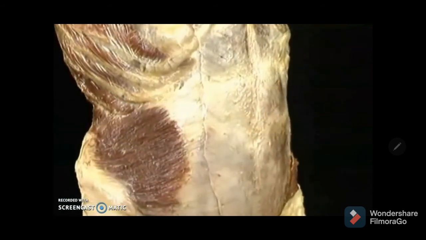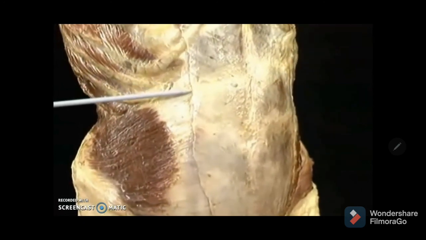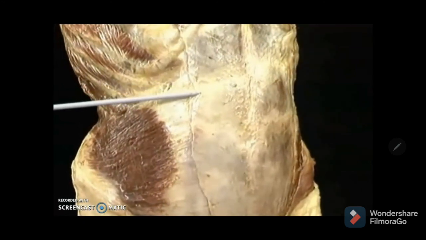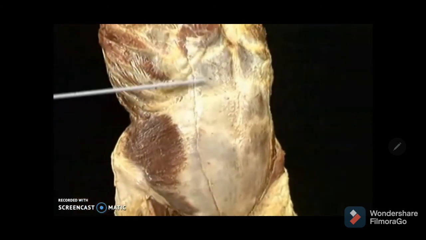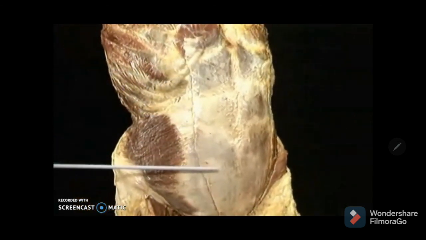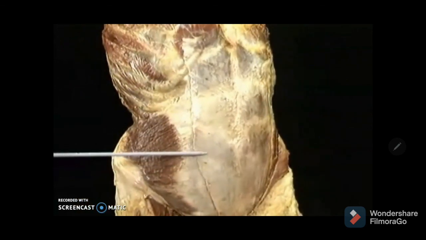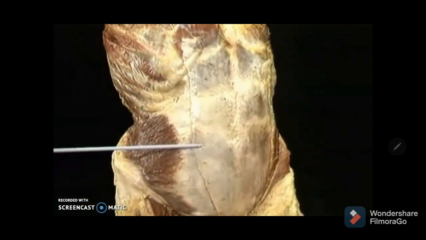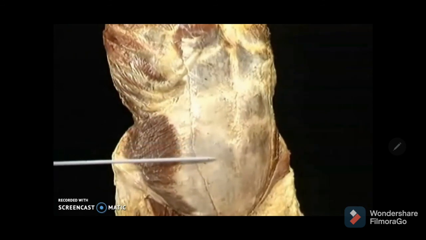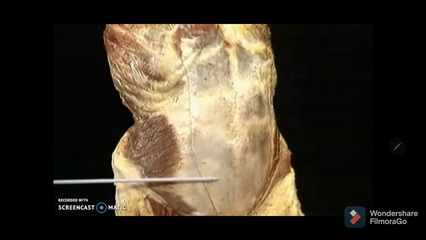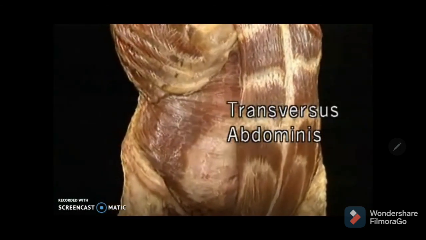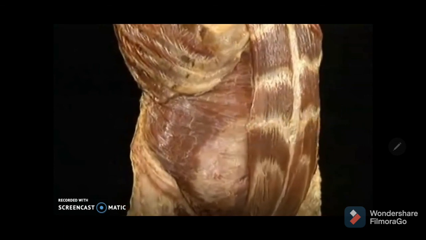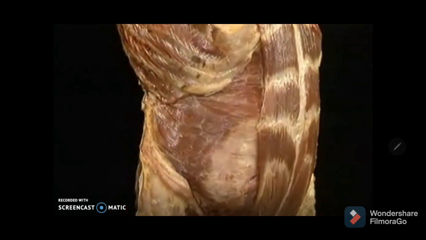And along the linea semilunaris, the internal oblique aponeurosis splits into 2 layers, anterior and posterior. The anterior layer forms the anterior wall of the rectus sheath. The posterior layer forms the posterior layer between the costal cartilage and the arcuate line. You can see there. So the transverse abdominis muscle here, along with the rectus abdominis there.